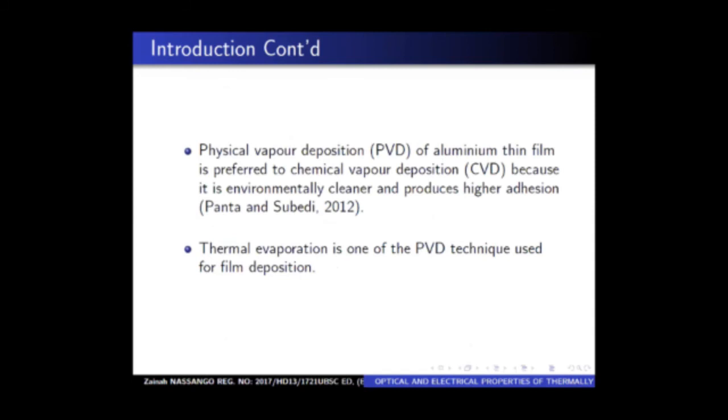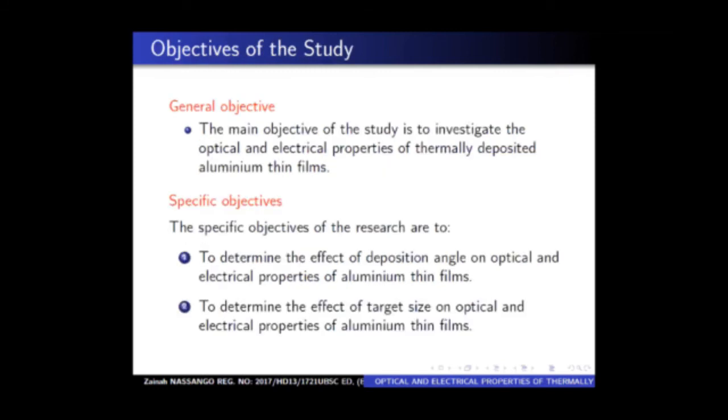During the coating, I'm going to deposit my thin film using physical vapor deposition, because it is environmentally cleaner and produces a higher adhesion compared to the chemical vapor deposition technique. There are also very many techniques of physical vapor deposition, but I will concentrate on thermal evaporation for the film deposition.